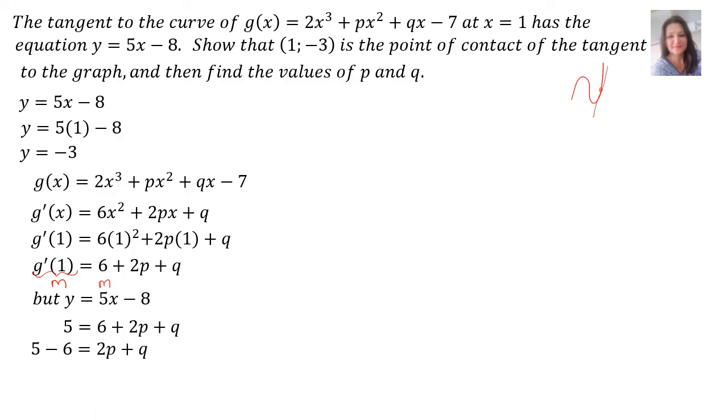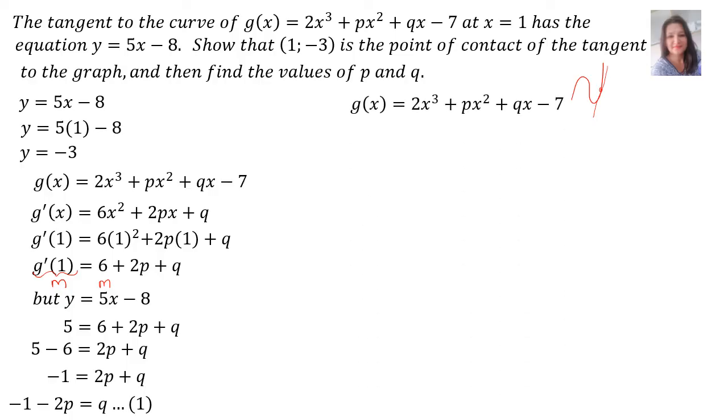Let 6 walk across. 5 minus 6 is -1, and I made q the subject of the formula, and I labeled it number 1. Now, let's deal with this point (1, -3) as just a normal point, so that we can have another equation to do simultaneous equations with. In x's place, x is 1, y is -3. So in y's place, -3, and everywhere where you see an x, you substitute 1.